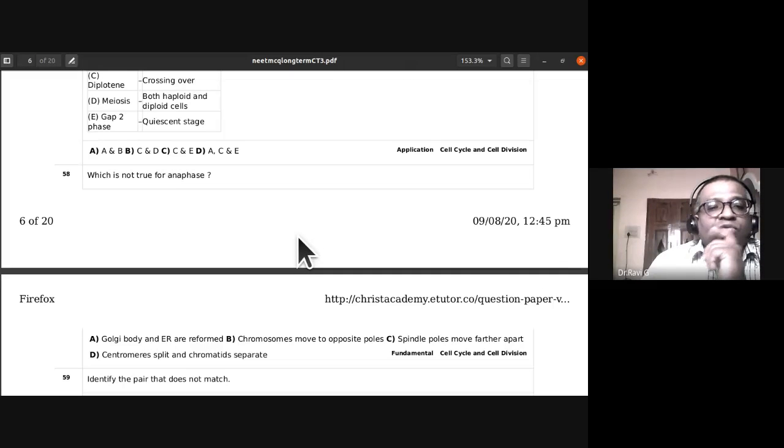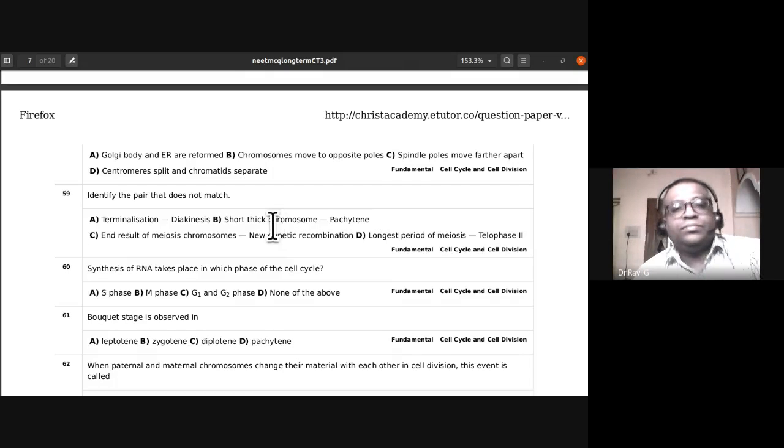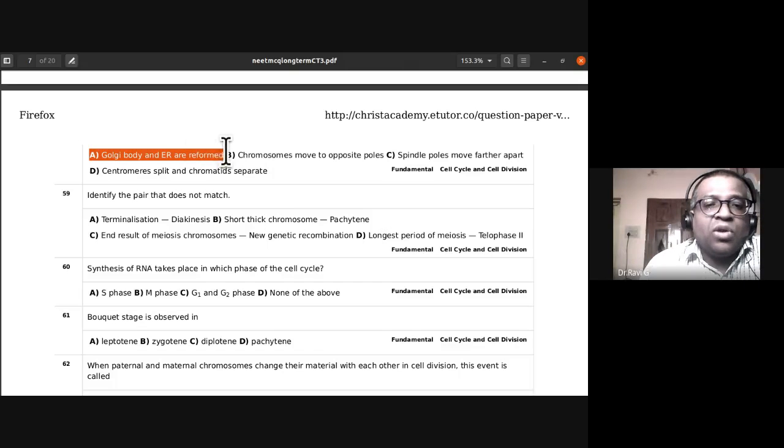Which is not true for anaphase? Option A, sir. Golgi body and endoplasmic reticulum are reformed is not true for anaphase.